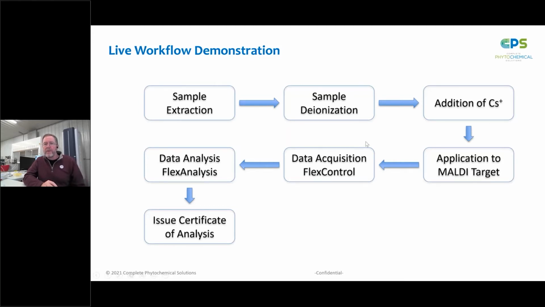So now what I'm going to do is I'm going to stop sharing my screen for just a moment. And I'm going to switch over to another webcam that will allow me to demonstrate this process in real time.